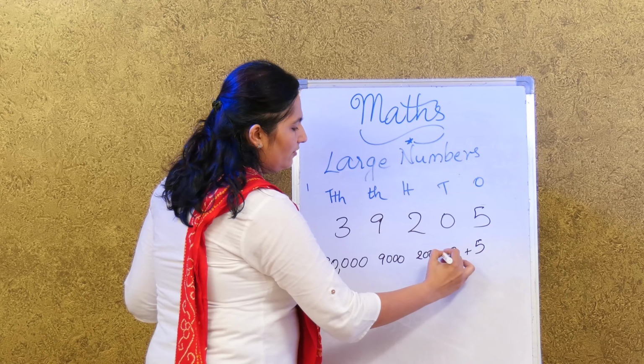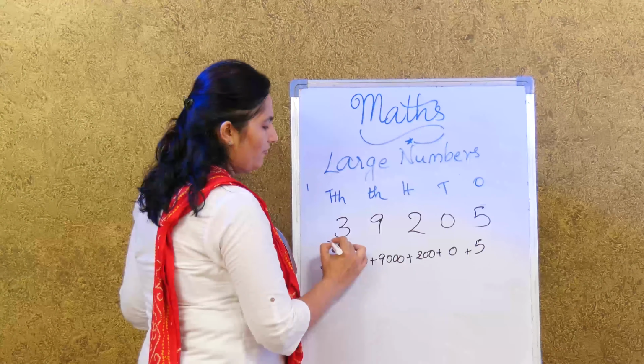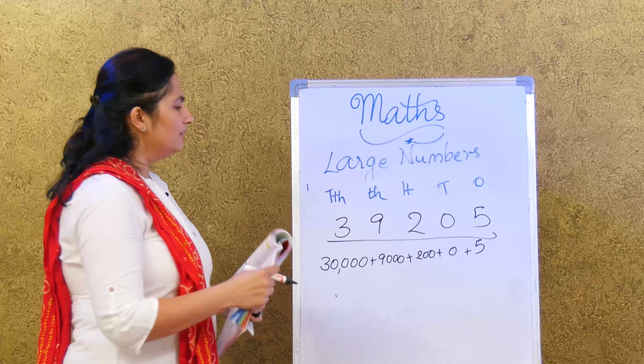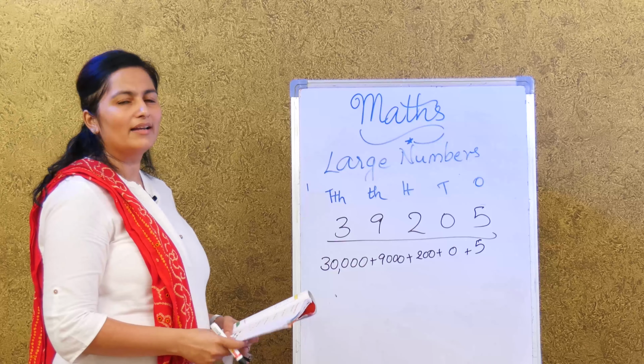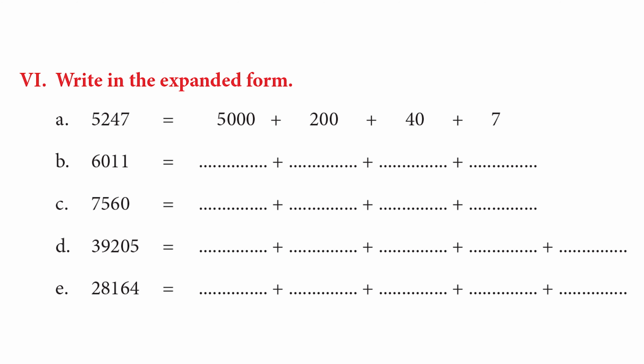30,000, 9,200, 0, and 5. So this is the expanded form of this 5-digit number, 39,205. Then let's look at the next one in your page, 28,164.